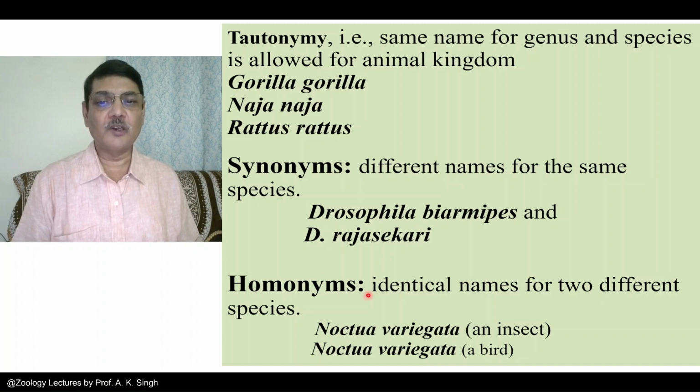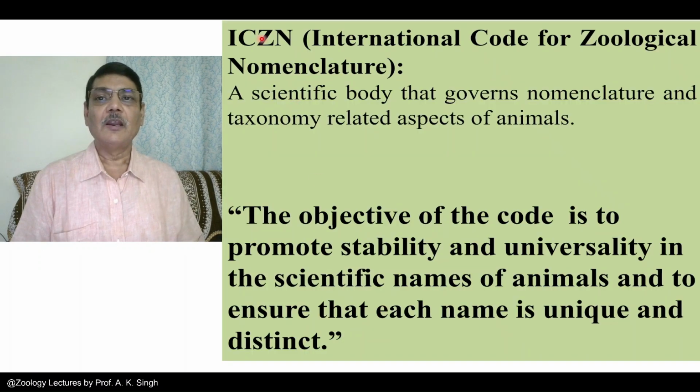Likewise, there is a term homonyms, that is identical names for two different species. There are two separate species, but they are unfortunately named by the same genus and species name. Like Noctua variegata, it is an insect species, and Noctua variegata is also the name of a bird species. So the senior homonym is accepted. That is, the one which was named first is accepted, and sometimes to avoid any confusion, separate names are given to those organisms.